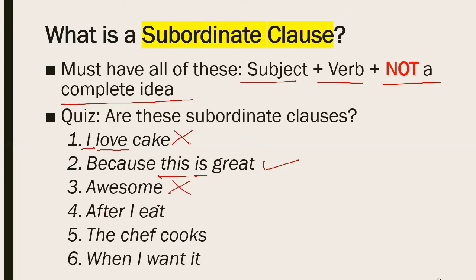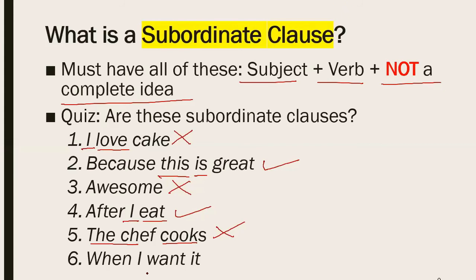After I eat, I is the subject, eat is the verb. Is it a complete idea? No, it's not. After I eat, what? What are you gonna do? So this is a subordinate clause. The chef cooks. The chef is the subject, cooks is the verb. It's a complete idea. So no, this is not a subordinate clause.